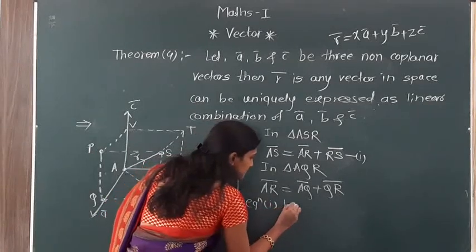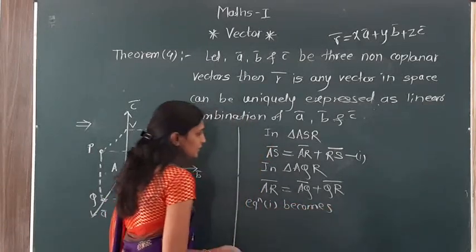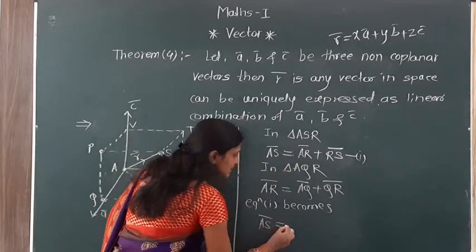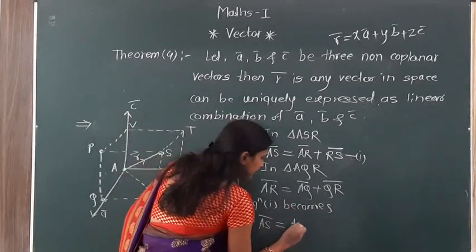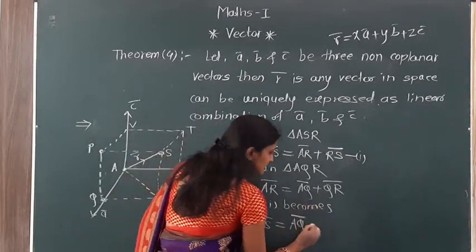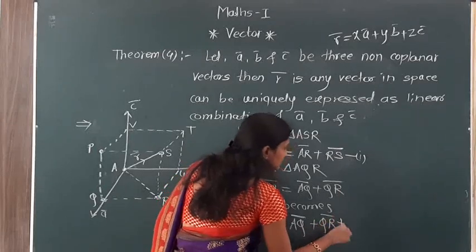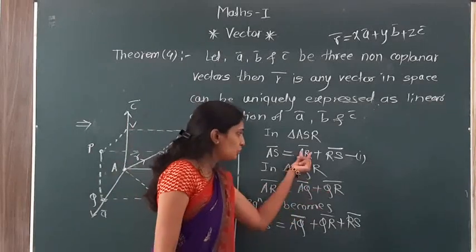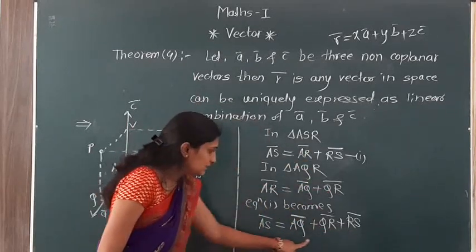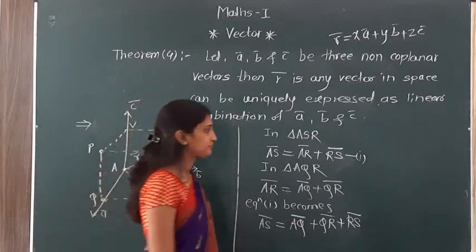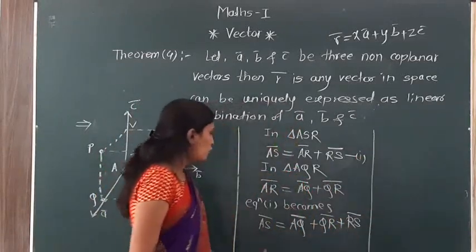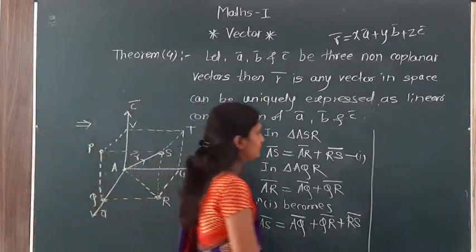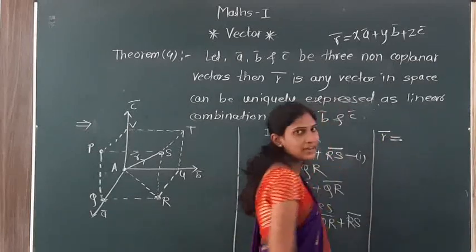Now we place the value of AR bar in equation 1. So AS bar is equal to AQ bar plus QR bar plus RS bar. Now, what is AS bar? AS bar is equal to r bar.